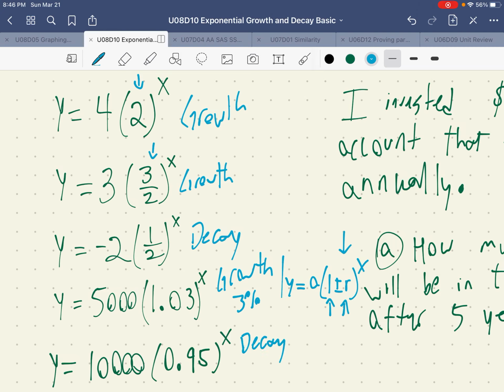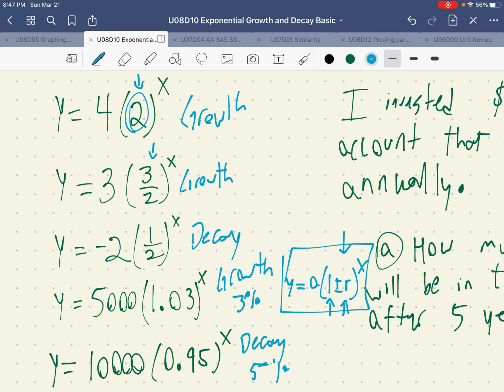Now, if you look at it in reference to this version of the formula, what percentage below 1 is that? It's 5% decay. It's decreasing by 5% per year, or whatever our x interval is. It could be a year, it could be days, it could be whatever value it says in a problem.